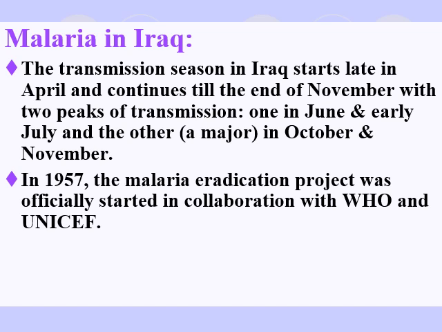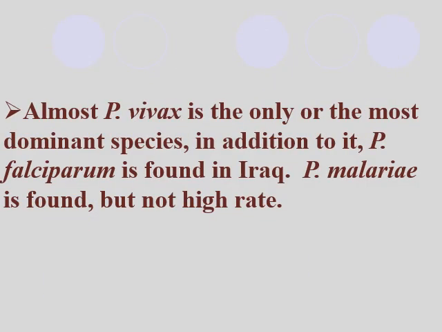In 1957, the malaria eradication project was officially started in collaboration with WHO and UNICEF. Plasmodium vivax is the only or the most dominant species. In addition, Plasmodium falciparum is found in Iraq. Plasmodium malariae is found but not at a high rate. So the highest rate species in Iraq is Plasmodium vivax, with few cases of falciparum and malariae.